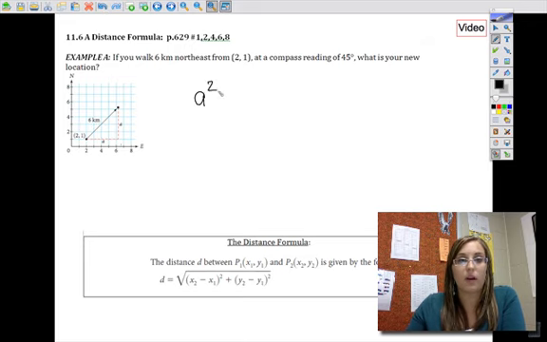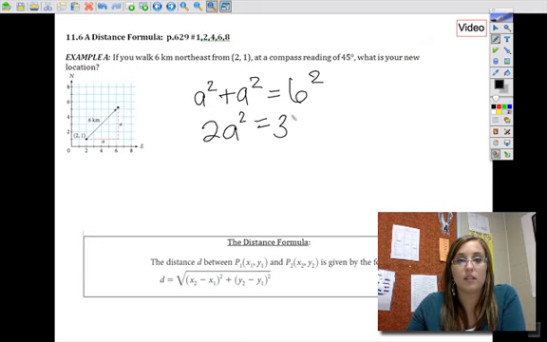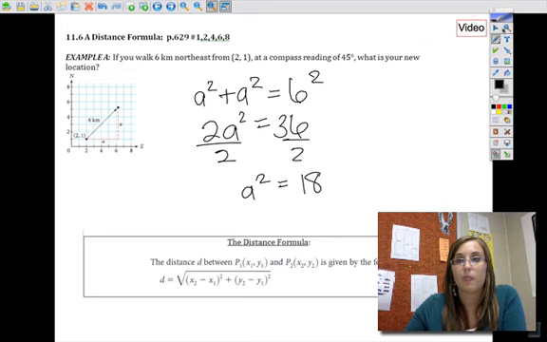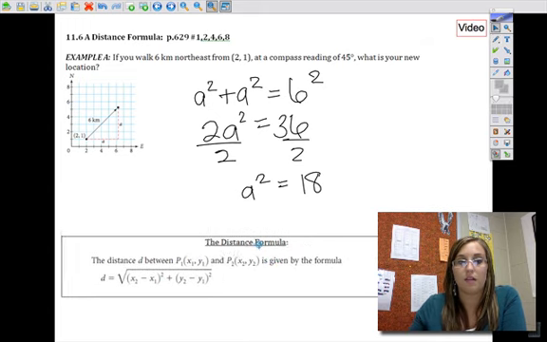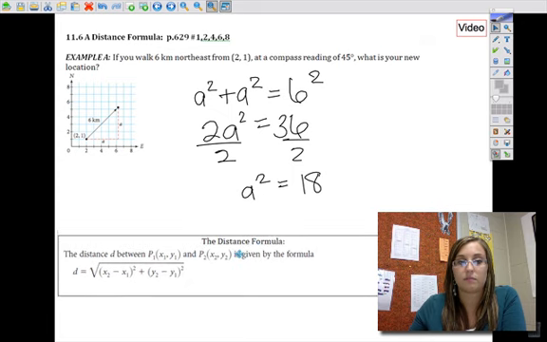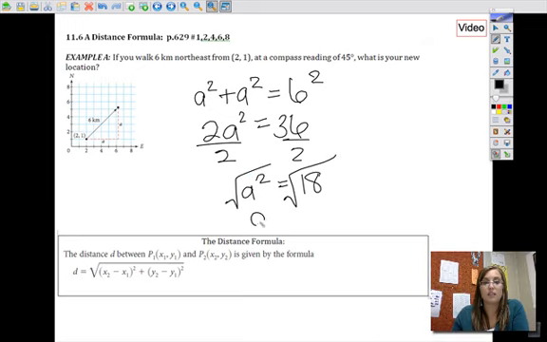So I'm going to say a squared plus a squared equals 6 squared. Okay? So this means 2a squared equals 36. Divide by 2. That means that a squared equals 18. Let me get this formula moved for you so that you can see it from behind my video here. Okay, and then if I take a square root, that means that a equals approximately 4.2. I'm going to take the square root of 18.